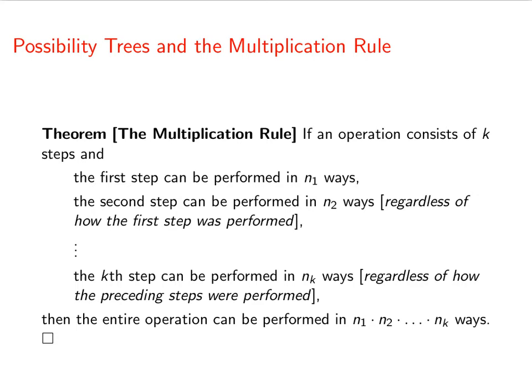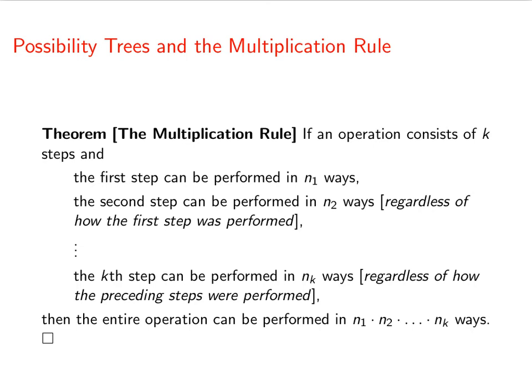This says that if you have some operation that has several steps, let's say k steps, and the first step can be performed in n sub 1 ways, and the second step can be performed in n sub 2 ways, and it's important that the number of ways that second step can be performed does not depend on how the first step was actually done. And then all the way down to the kth step, if that can be performed in n sub k ways, and of course it's important that it doesn't matter how the preceding steps were performed. If all of that is true, then the entire operation can be performed in n1 times n2 all the way down to n sub k ways.